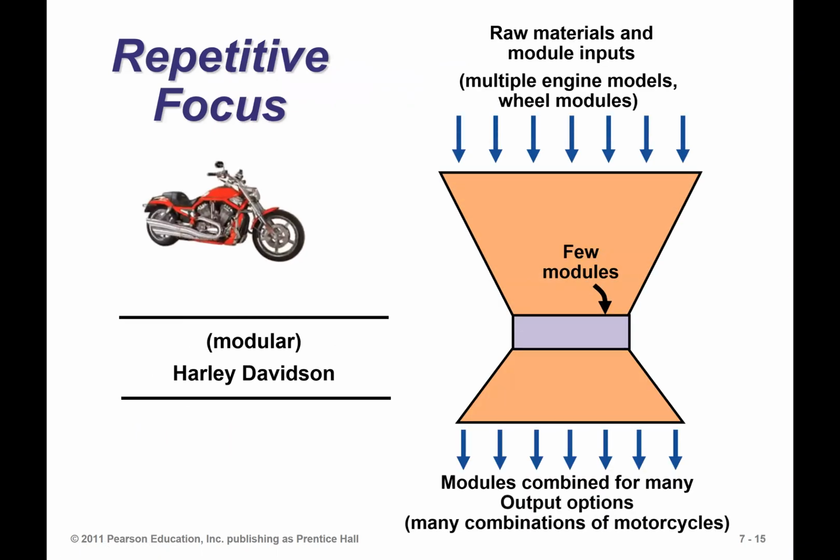And here's an example. Raw materials in. So multiple engine models, wheel models, they go in. And then you have the modules that came in combined, right? And you have your output. So you have many combinations of motorcycles as an example, or many combinations of motor vehicles, for example.